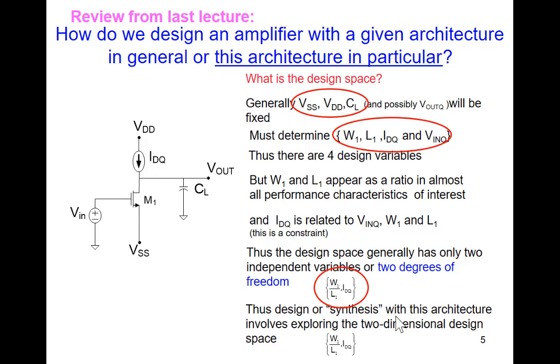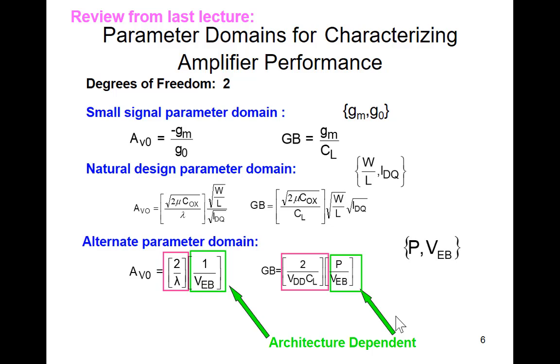The design space that we were looking at then, which we called the natural design space, was comprised of two parameters, W over L and IDQ. But then we looked at an alternate parameter domain, and that alternate parameter domain was the power and the excess bias. And we saw a big difference between the gain and the gain bandwidth product requirements in terms of the natural parameter domain and the alternate parameter domain. What was the big difference here?